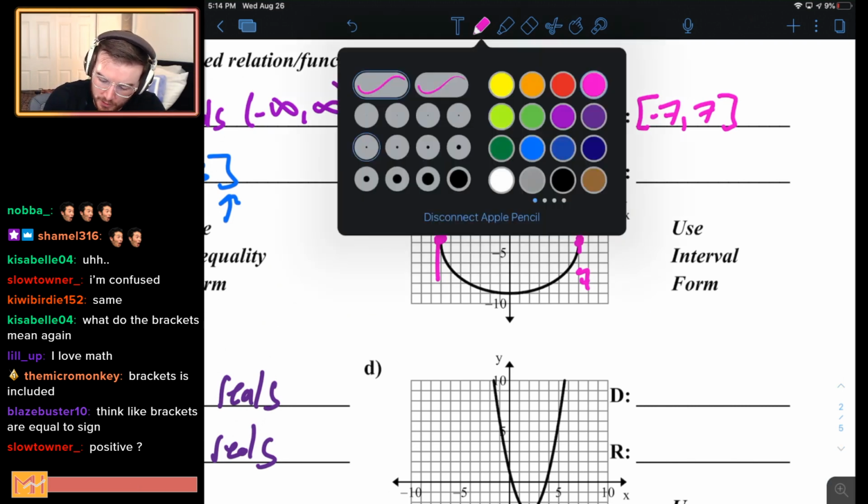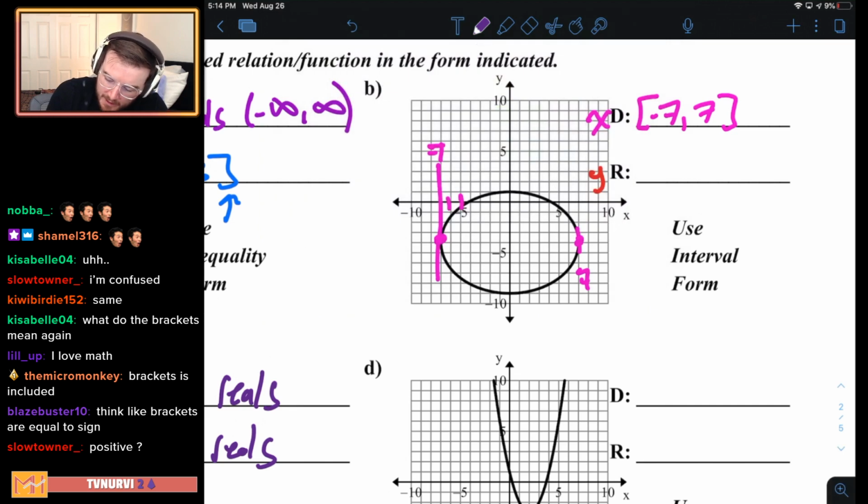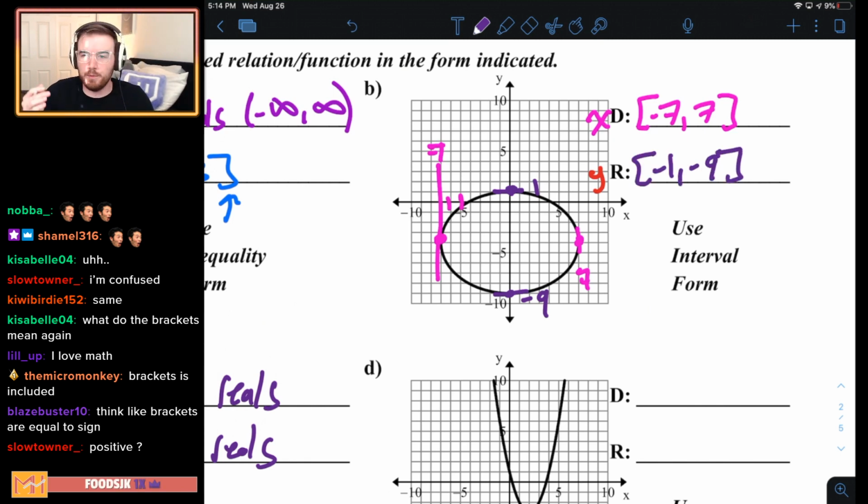And then the range. How high up is this ellipse getting? It's touching at -1. And how low is this ellipse getting? It's touching at -9. So it's clearly touching at -1, and it's clearly touching at -9. So our range is from -9 to -1. And I used brackets to say that it's included because it's touching it.